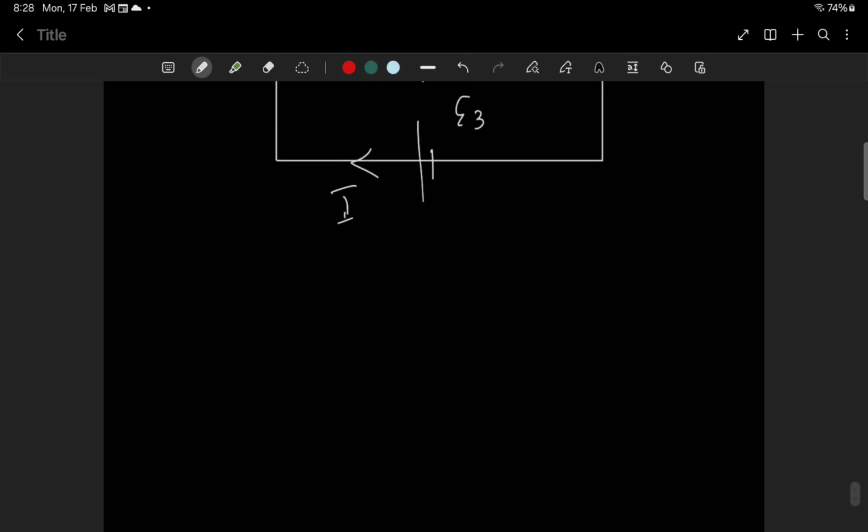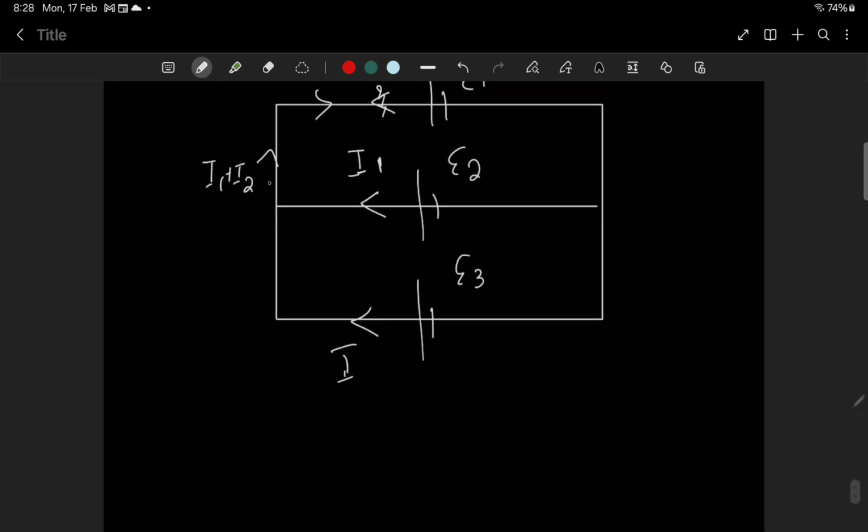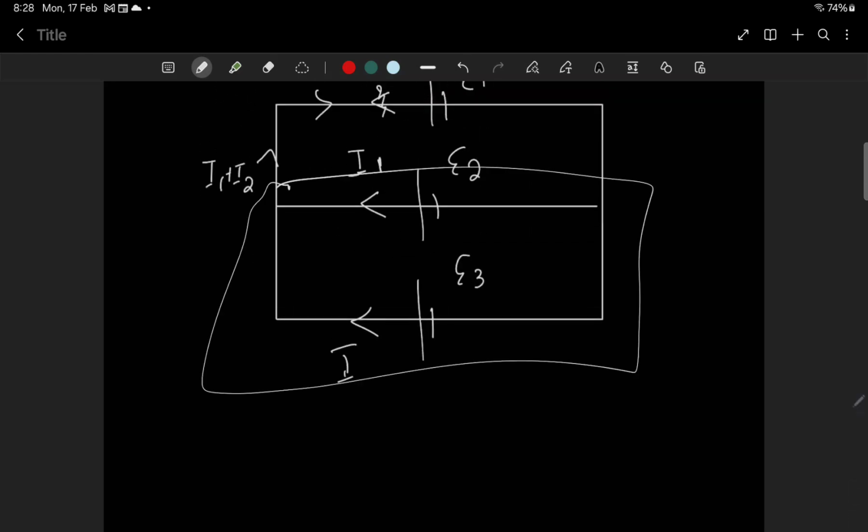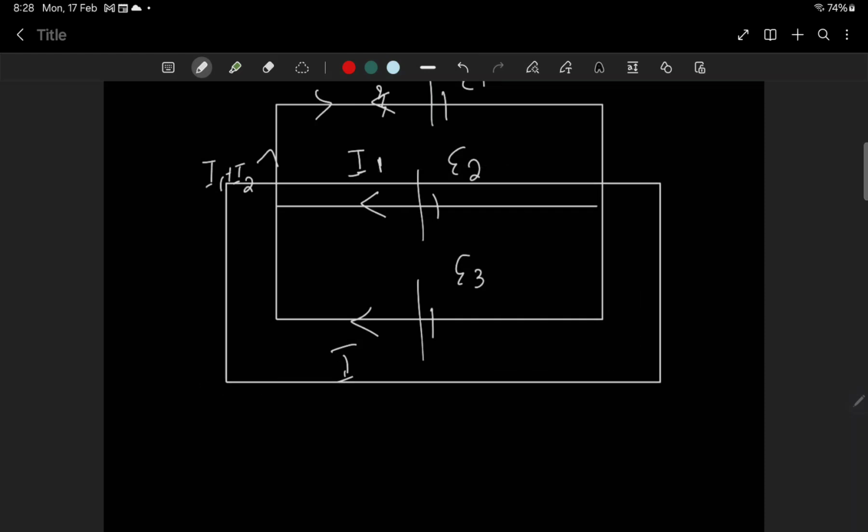So I am first of all taking one of the loops. I am taking this loop. When I am considering this loop, what's happening is that in a loop, the change in potential is always 0. So we are equating the change in potential.